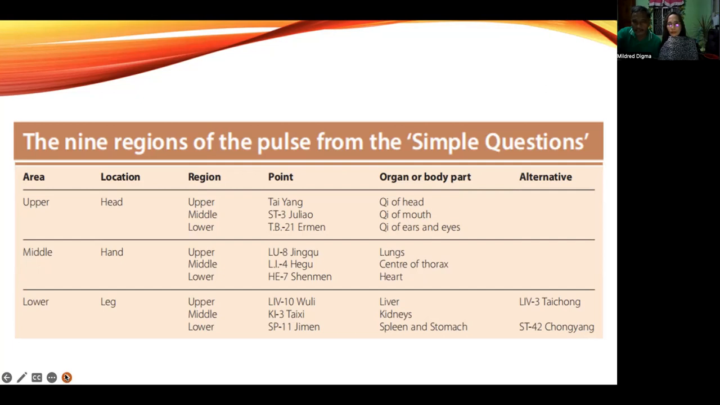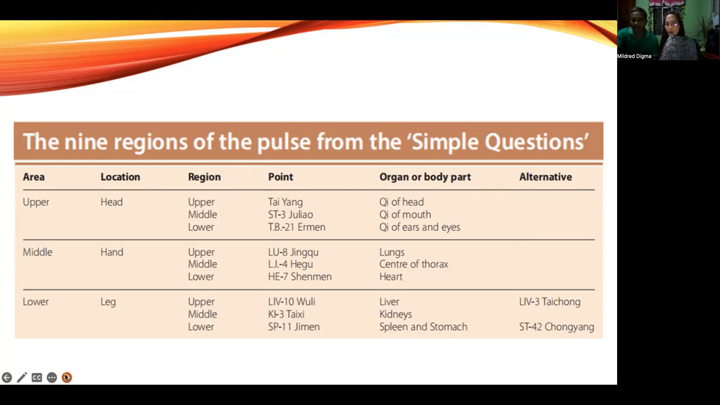Pagtitignan natin doon sa organs na involved doon sa upper, so chi of the head. Okay, so indicator to kung titignan mo kung ano bang state ng chi in the head. Tapos yung sa middle naman niya, ano yung state ng chi sa mouth. At saka yung doon sa lower niya, ay ano ba yung state ng chi sa tainga at saka sa mata. So, ibig sabihin, pag pinals mo yung tayang, ang organ of the body na iyong pinapals ay chi ng head.